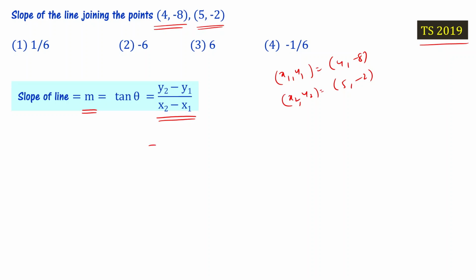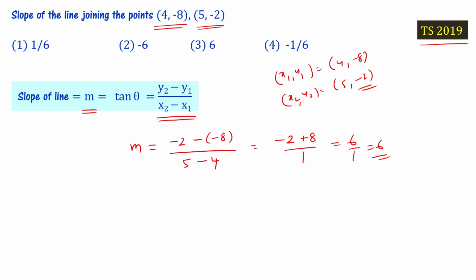So this is going to be m equal to y2, that is minus 2, minus y1, that is minus 8, divided by x2, that is 5, minus x1, that is 4, right? This is going to be (minus 2 plus 8) divided by 1, this is 6. So slope of the line is 6 by 1, that is equal to 6, right? So choice 3 is the right answer.